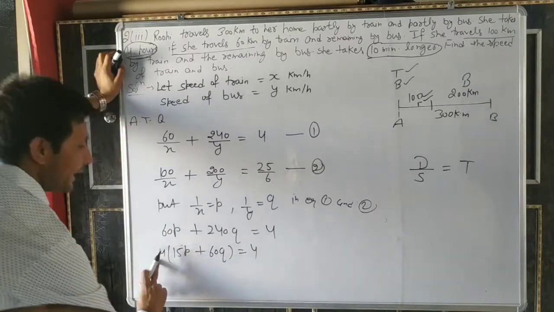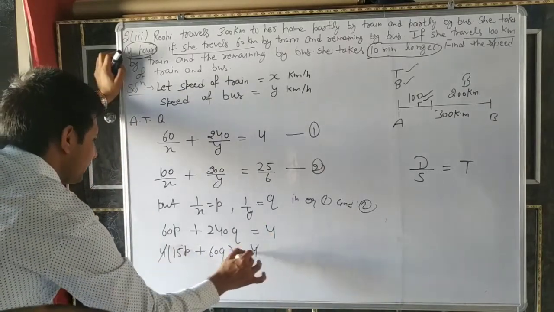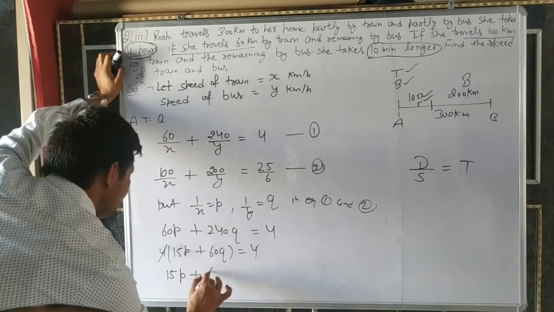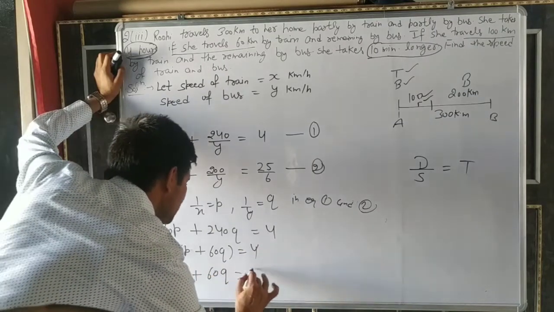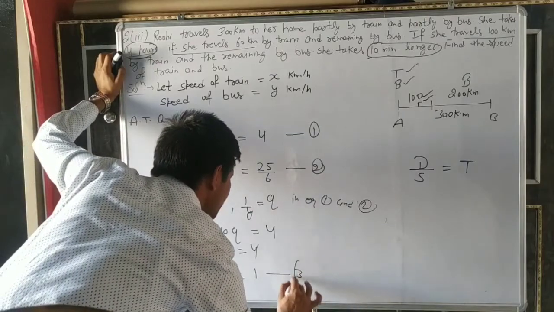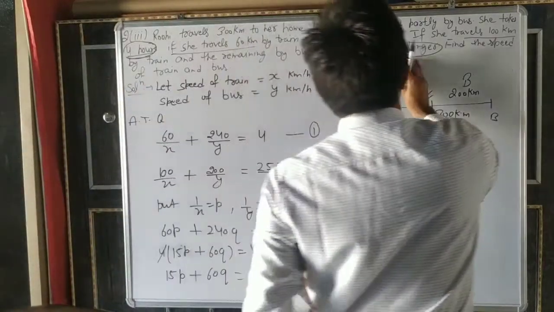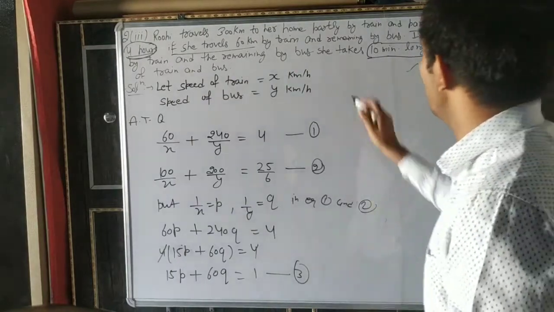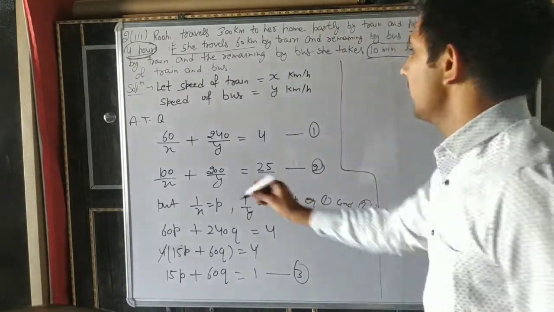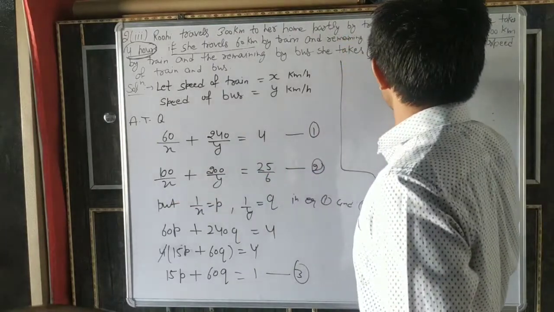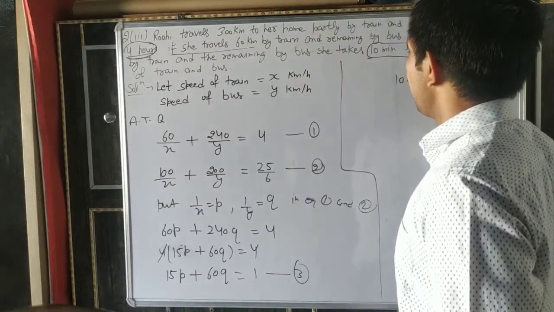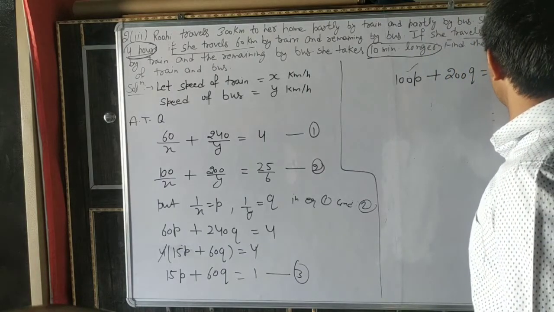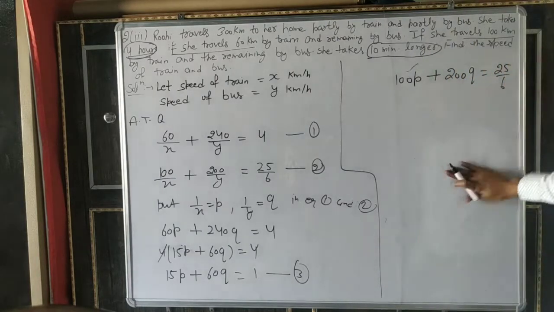4 is multiplied on the other side, divide, 4 cancels 4. What remains? So equation 1 becomes 15p plus 16q equal to 1. Equation number 3, same as it is, dear. We will change equation number 2. So equation number 2, dear, 1 by x.